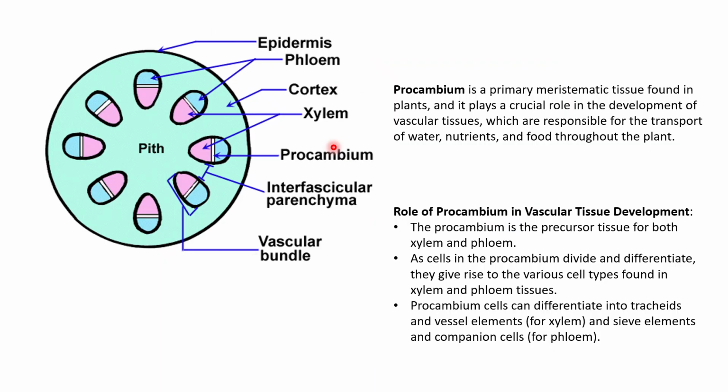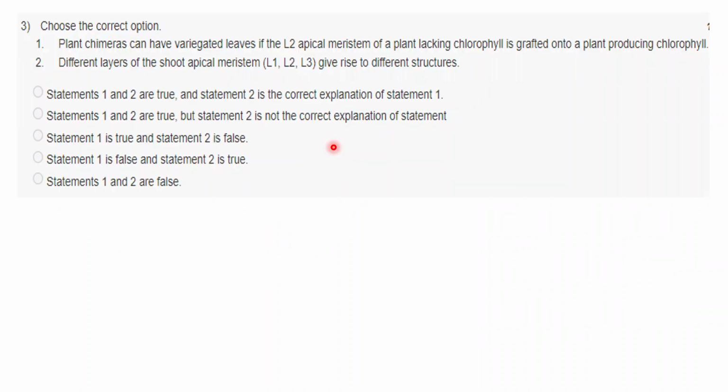Okay, let's move on to the third question. Choose the correct option. We have two statements here and we have to check which of these is the correct option. Plant chimeras can have variegated leaves if the L2 apical meristem of a plant lacking chlorophyll is grafted onto a plant producing chlorophyll.